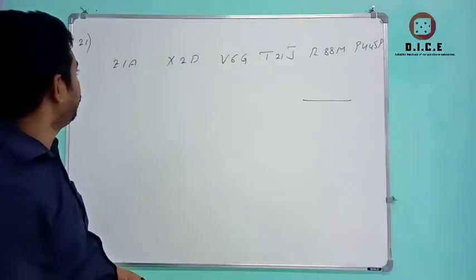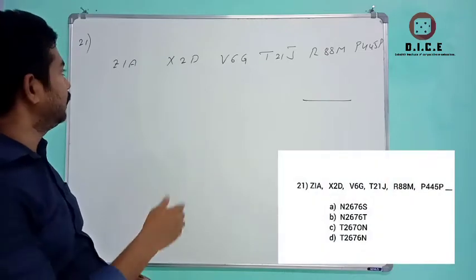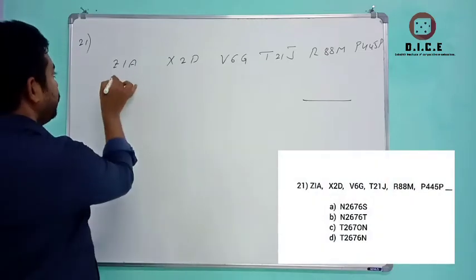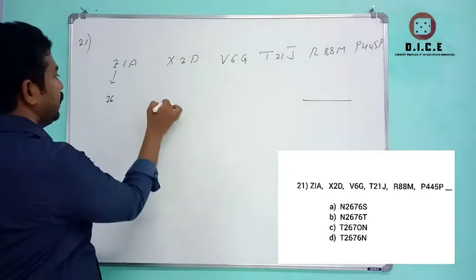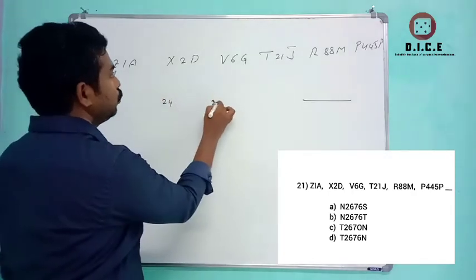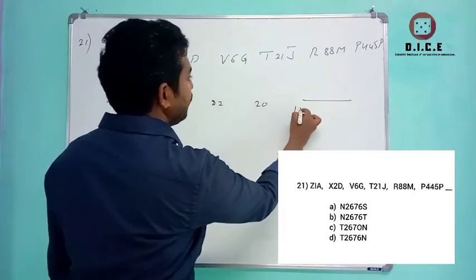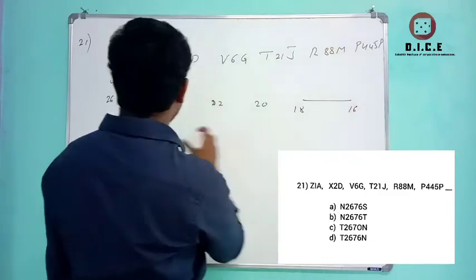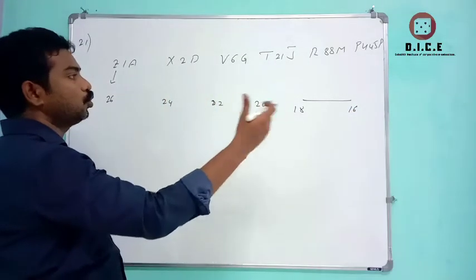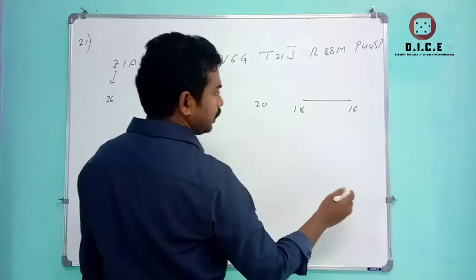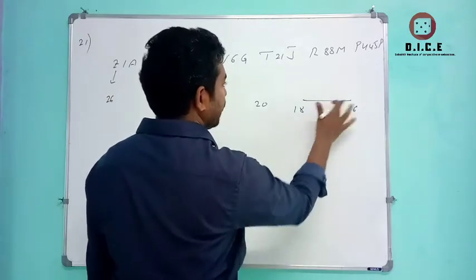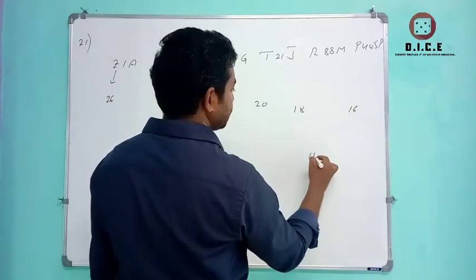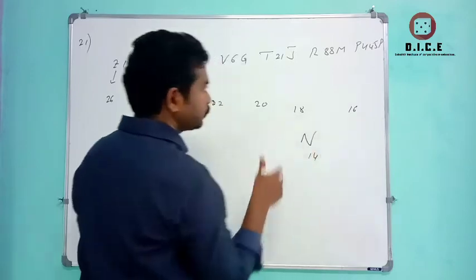If you see question number 21, that is a mixture of letters and numbers. Now we see here pattern Z is 26, X is 24, Y is 22, T is 20, R is 18, P is 16. So if you see the gap of decreasing of 2 here, minus 2. So 16 minus 2, that will be 14. 14 should be your answer as N. So options must start with N.